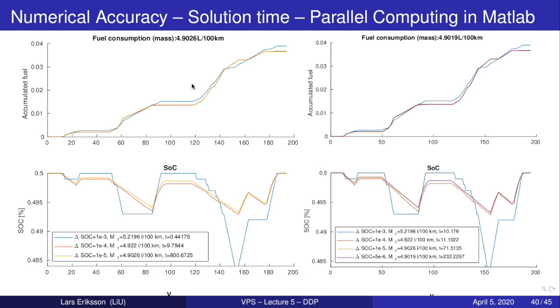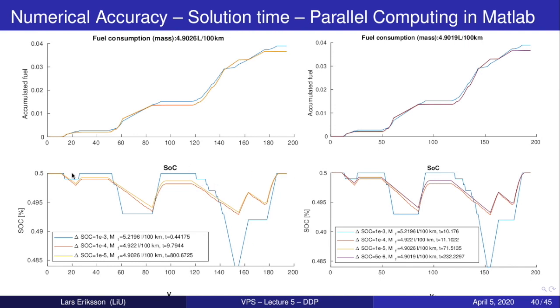Here we have three different cases where we have run the simulation. You see, this is accumulated fuel and this is the state of charge trajectory that we got. And the blue one is the sparse solution for a slightly different problem than the previous, but you can see with the sparse solution we get some strange behaviors: discharge, do regenerative braking, discharge during acceleration, regenerative braking, discharge, regenerative braking.